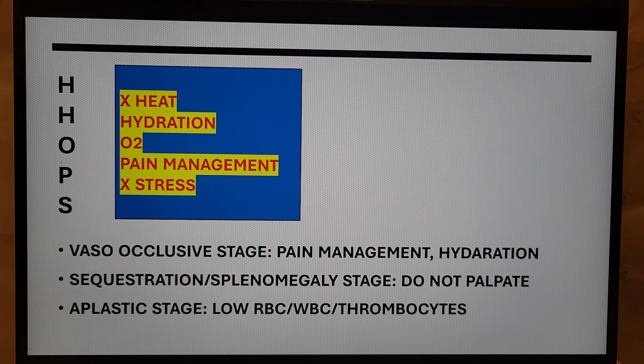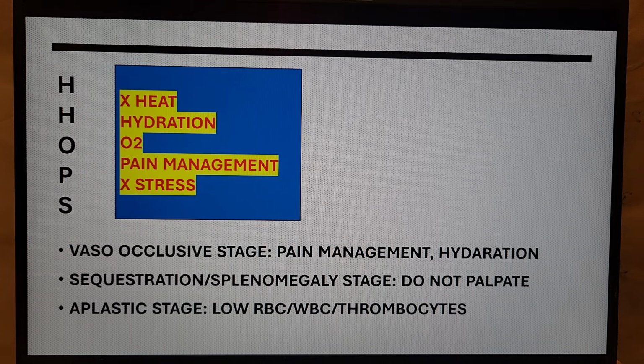3 different stages. Stage number 1, vaso-occlusive, very, very painful. The test will ask you why so painful: because of occlusion in the blood vessel. So what they need here, the priority, is pain management, morphine, right? And if there is no answer of pain management, then hydration. So it will not clump.